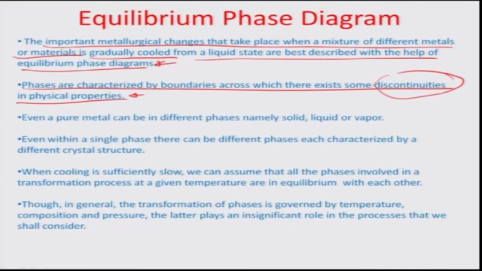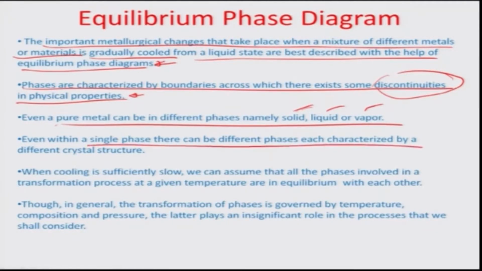Even a pure metal in different phases, namely solid, liquid and vapor, can be plotted into something called a phase diagram. Even within a single phase there may be different forms, each characterized by a different crystal structure. For example, in the case of iron, you may have an FCC or a BCC structure at two different ranges, and these materials are known as allotropes. I think I described this earlier when we were talking about engineering materials.